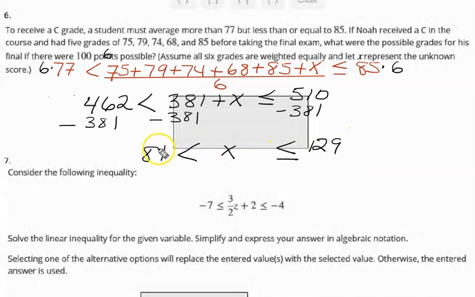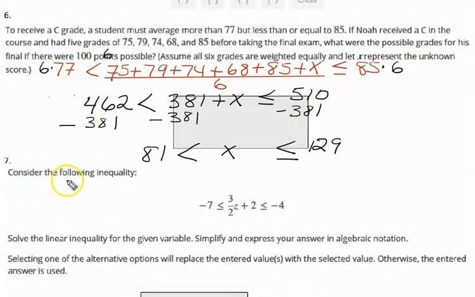Now, generally you can get an 81 on a test, but you want to get an 82 to be in that category. So 82 would start here. And you don't get 129 on a test, but this is what the answer comes out. Okay.